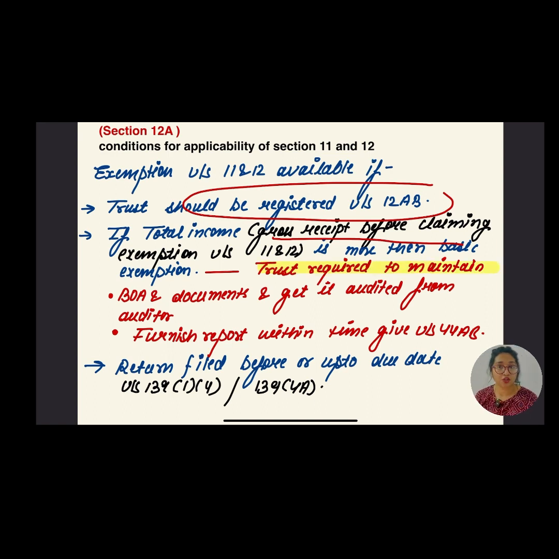the books of accounts and documents and get audited from the auditors, okay. And second, furnish the report within the time given under section 44AB, okay. What if the total income exceeds the basic limit? First of all, the trust has to maintain books of accounts and documents. Apart from that, they have to get audited, okay, within the time limit which is prescribed under section 44AB. Hope this point was also clear, okay. And the return should be filed on or before the due date under section 139(1) and 139(4)(a). Hope this was clear, okay.